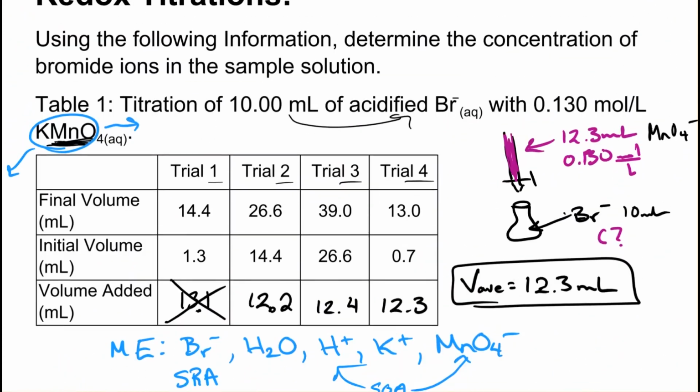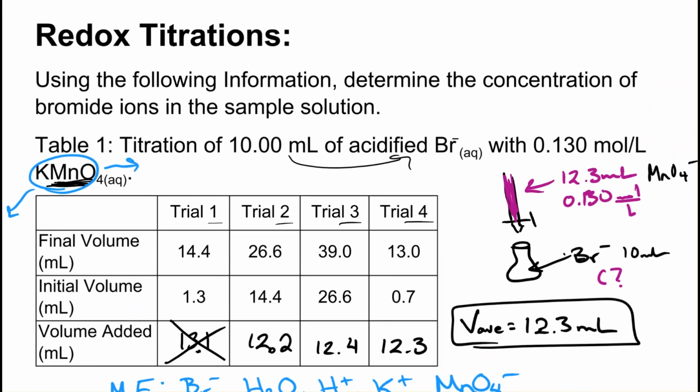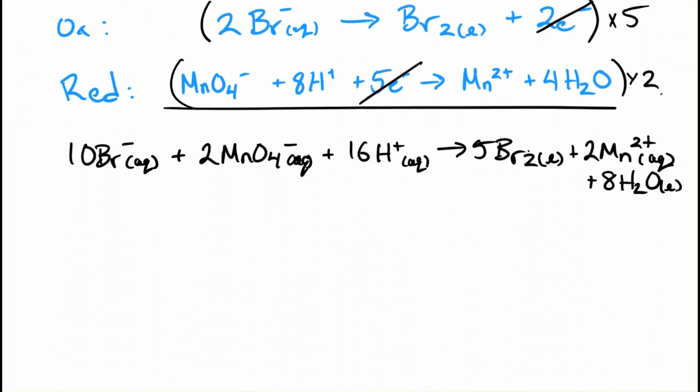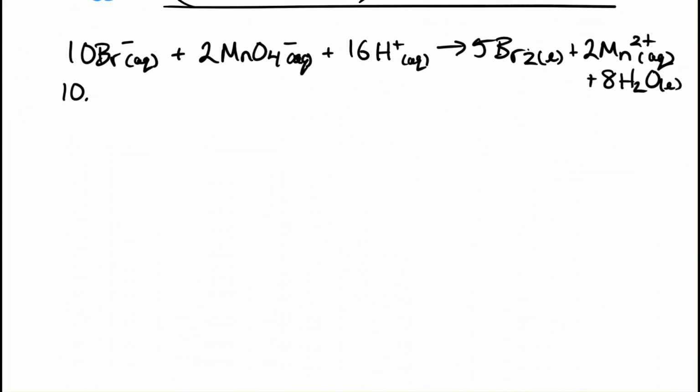So now we have to do a little bit of stoichiometry. The way I do stoichiometry might be different from other people, but I summarize all the information about a substance underneath that substance in the reaction. Let's look for all the information about bromide. We're using 10.00 milliliters every time, and we want to know the concentration.